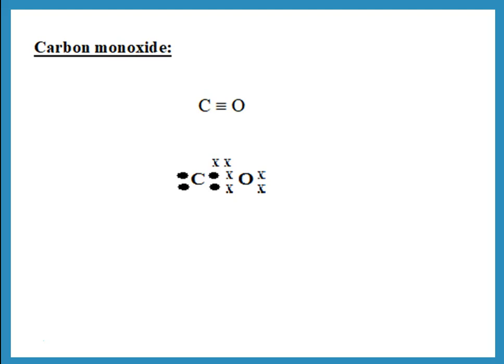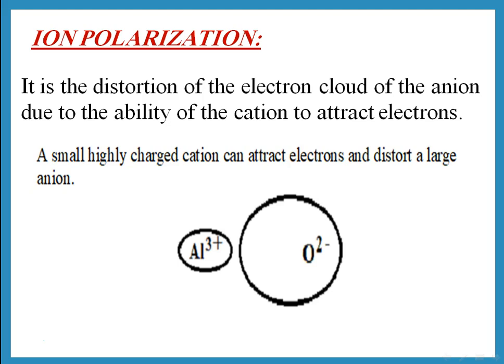So that is how we draw carbon monoxide. Okay, ion polarization. Ion polarization is the distortion of the electron cloud of the anion due to the ability of the cation to attract electrons.